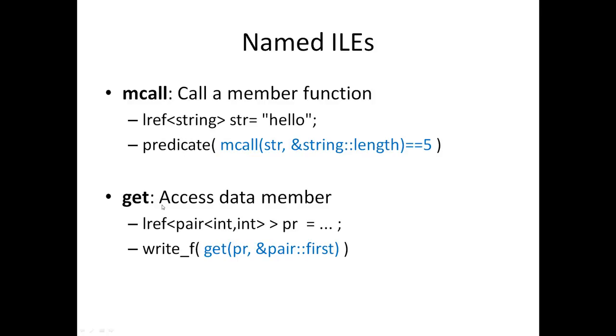And here's get. The first argument to get is the object on which the data member is to be accessed, followed by the address of the data member. In this case, I'm simply printing the data member first of the pair to cout. In both cases, mcall and get, one thing to keep in mind is that the first argument cannot be just an ordinary variable. It should be a logic reference to an object.